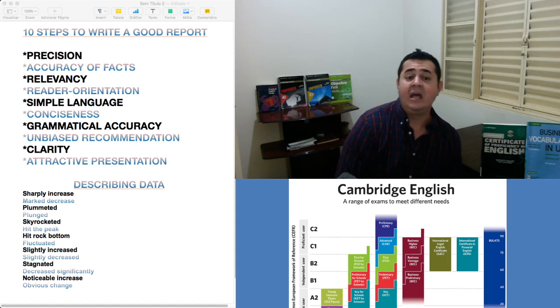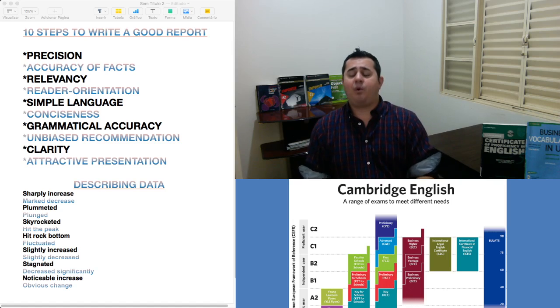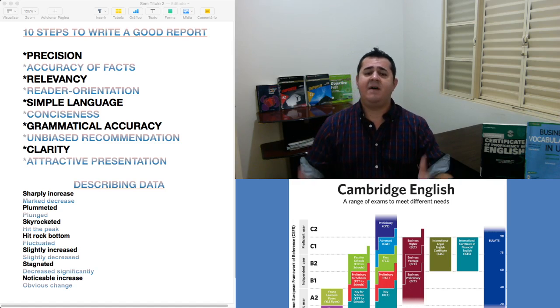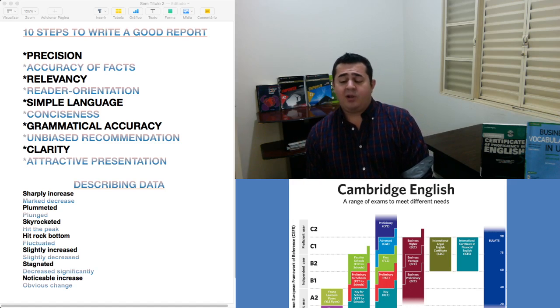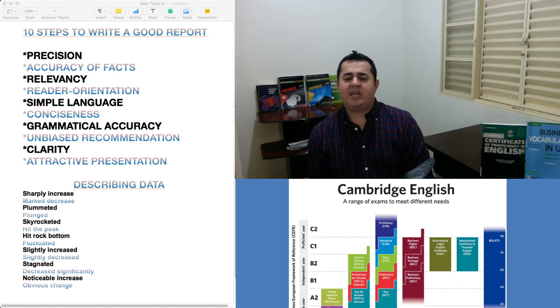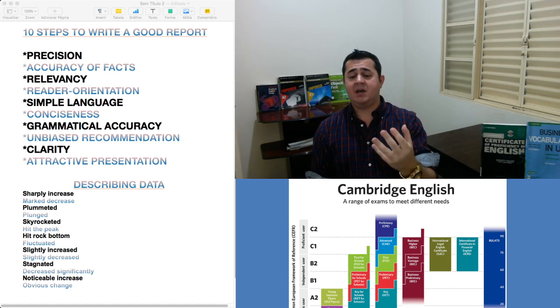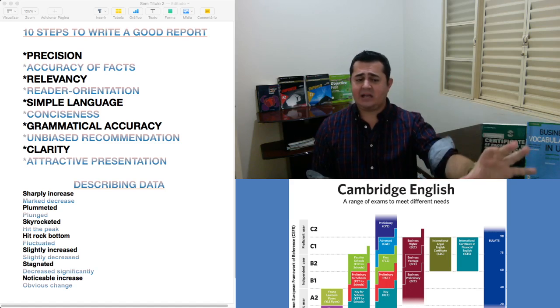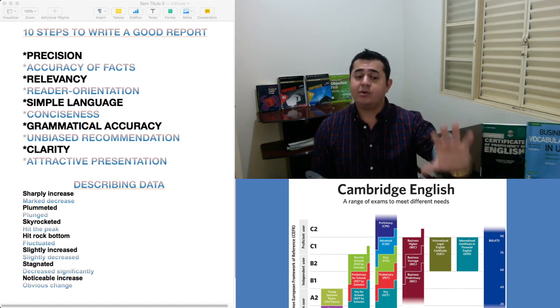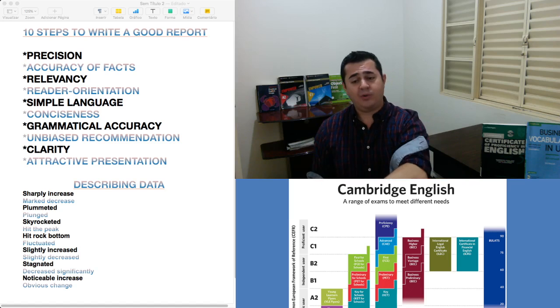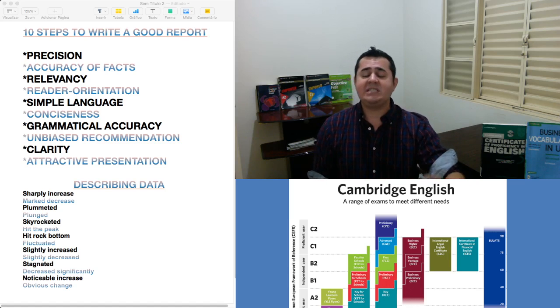So basically, when you're writing a report, you have to be very precise. In reports, we usually read graphs and data, so we cannot guess things. We have to be precise. What does it say in the data? That's exactly what we are going to put in our report. So precision is fundamental, alright?